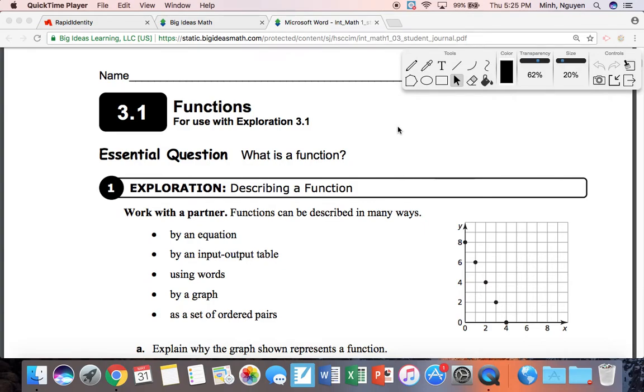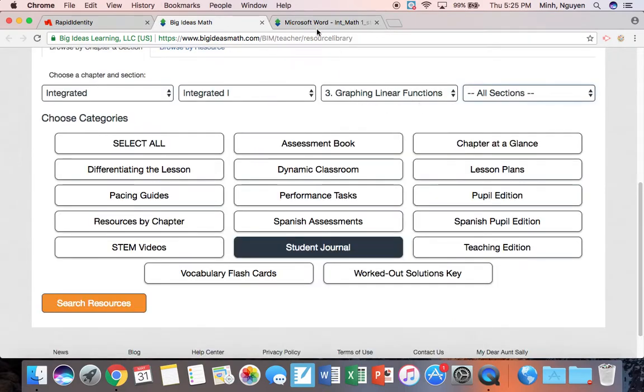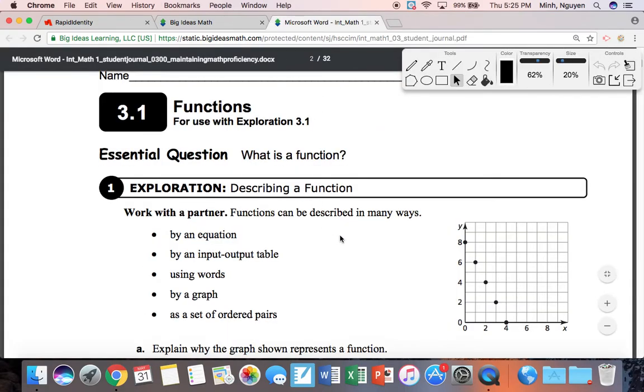Alright guys, welcome to chapter 3. I honestly can't remember what the title of chapter 3 is. Sorry, graphing linear functions, okay?